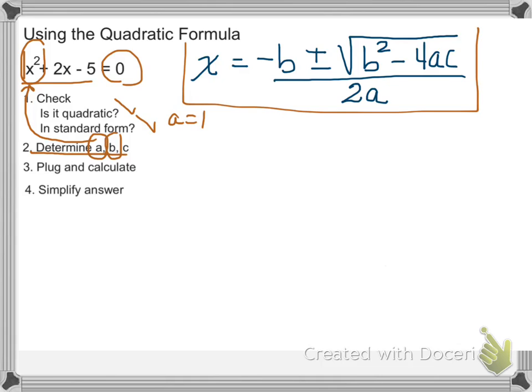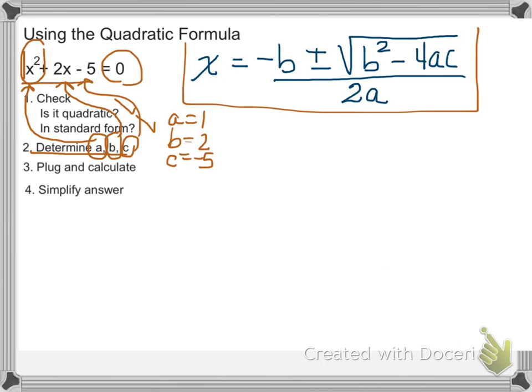The B term is always taken from your x term. Usually it's in the middle. B is equal to 2. And C is always your constant term. So in this case, it's a -5.